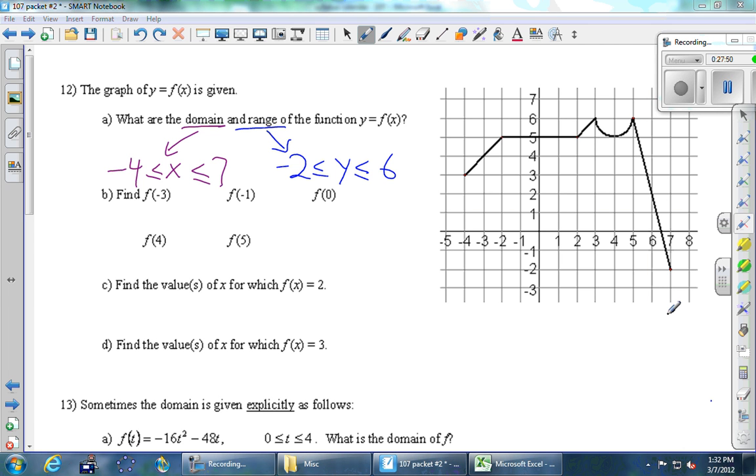F of -3. Is that -3 an x or a y? It's an x. F of x. The thing inside the parentheses is almost always called x. So you go to x equals -3. It's right here. You look up if you need to. You look down if you need to. You look wherever you can find the graph. In this case, the graph is up.